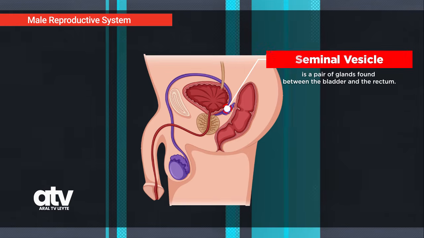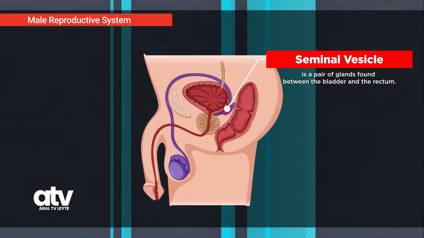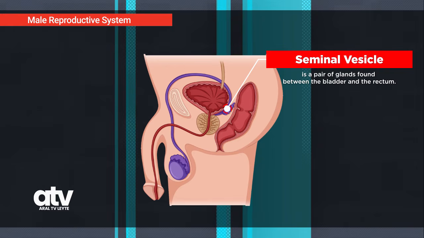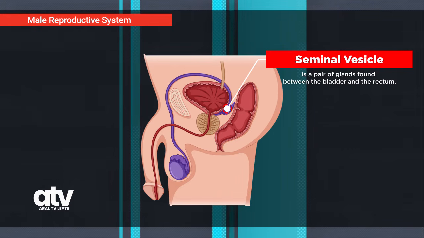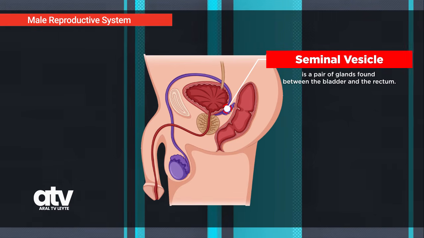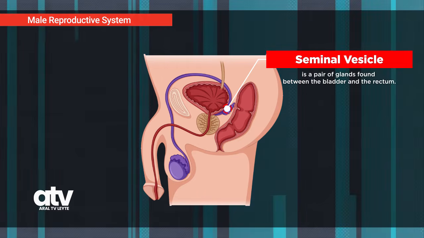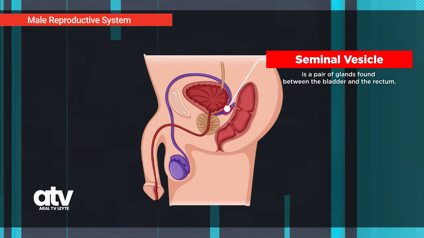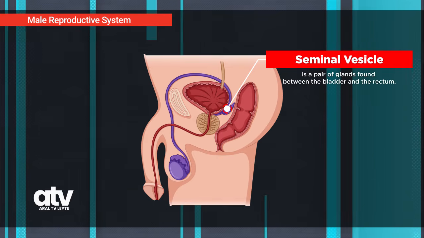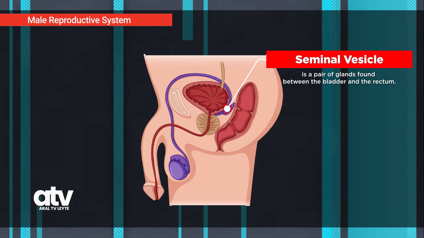Seminal vesicle. Seminal vesicle is a pair of glands found between the bladder and the rectum. It contributes to the semen production. It secretes a sugar-rich fluid which provides energy for the sperm cell's motility.